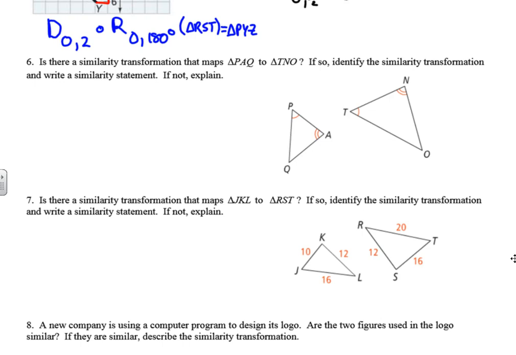Okay, now what do we do when we don't have the diagram or the coordinate plane? So 6 says, is there a similarity transformation that maps triangle PAQ to TNO?